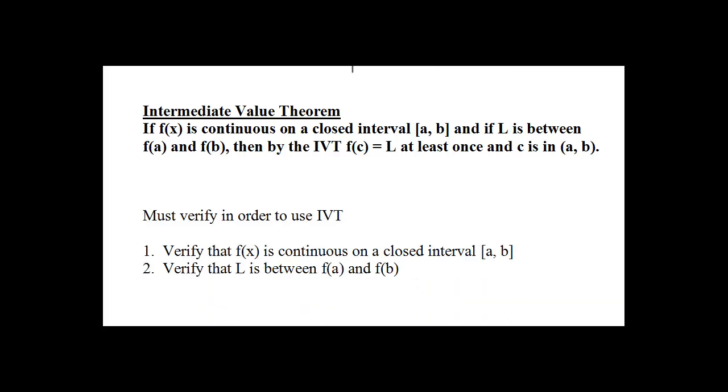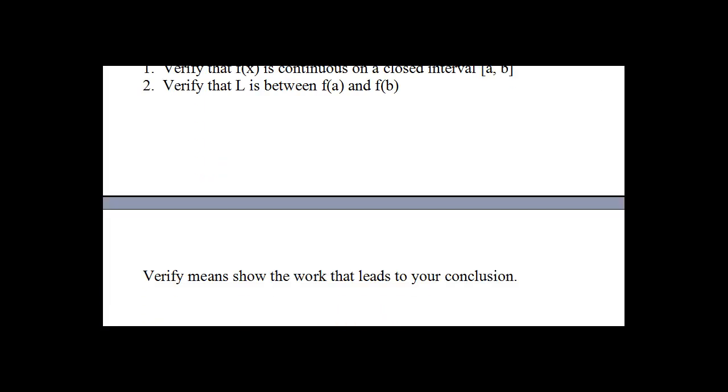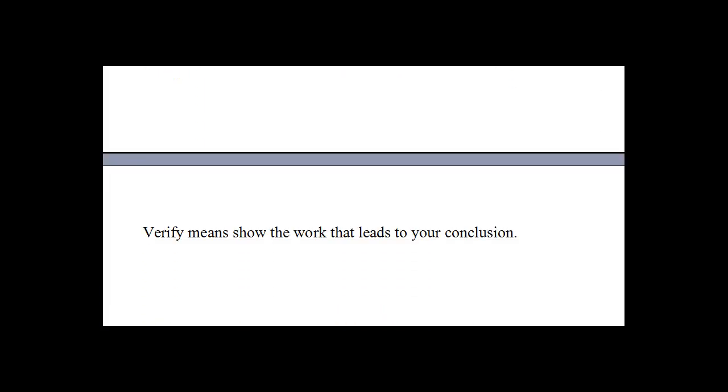In order to use the intermediate value theorem, you must verify two things. First, verify that f(x) is continuous on a closed interval [a, b]. Second, verify that L is between f(a) and f(b). Remember that L is the y value that we're trying to prove is intersected by our function. Verify means that you need to show your work that leads to your conclusion.